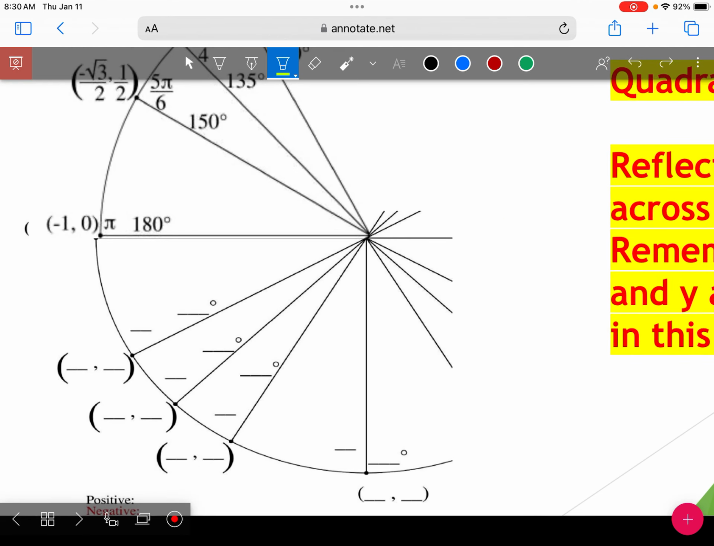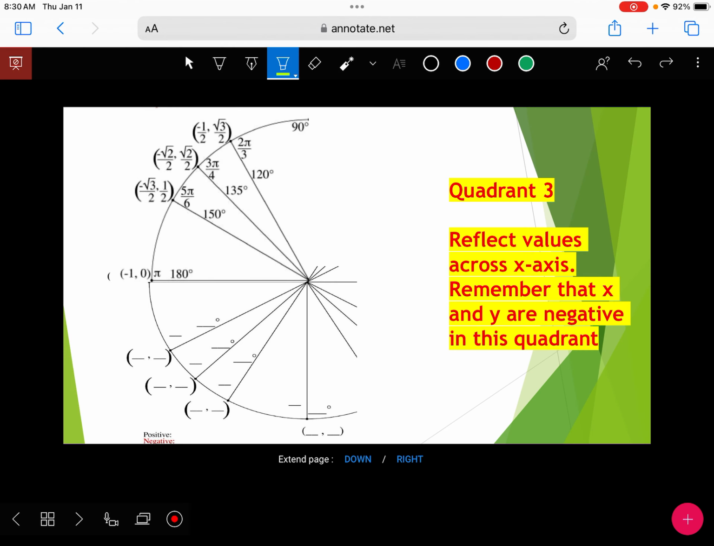All right. So for quadrant 3, we're still doing a reflection, except now we are reflecting across the x-axis. So I'm going to take all of these numbers that I put in quadrant 2, and I'm going to reflect it down. Everybody look at the board. I want you to take this and put that here. And then this ordered pair will go right here. And then this ordered pair will go right here. So let's fill those in.